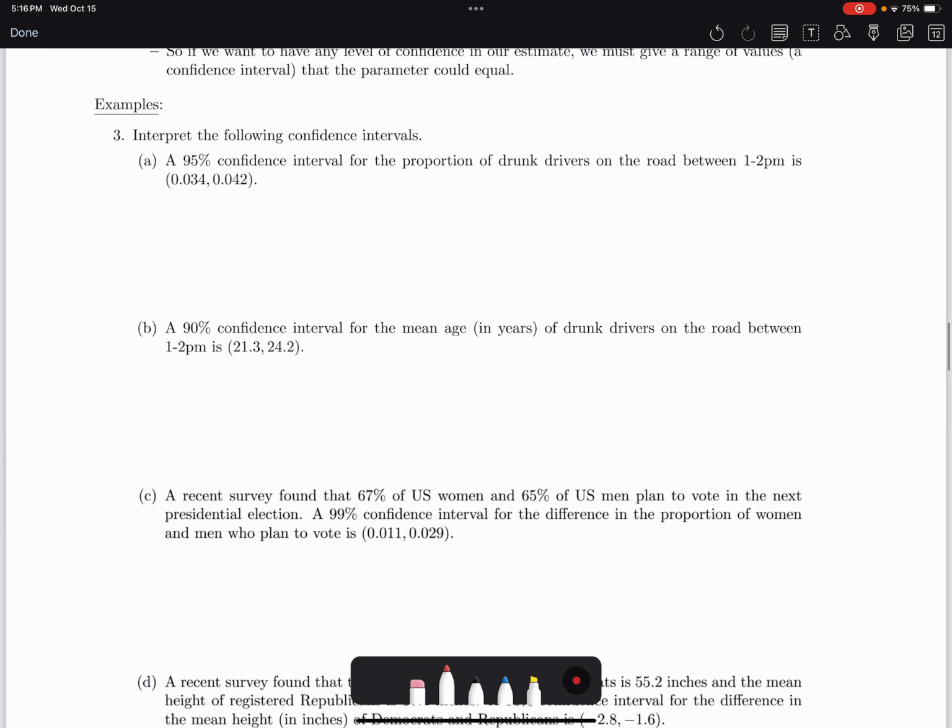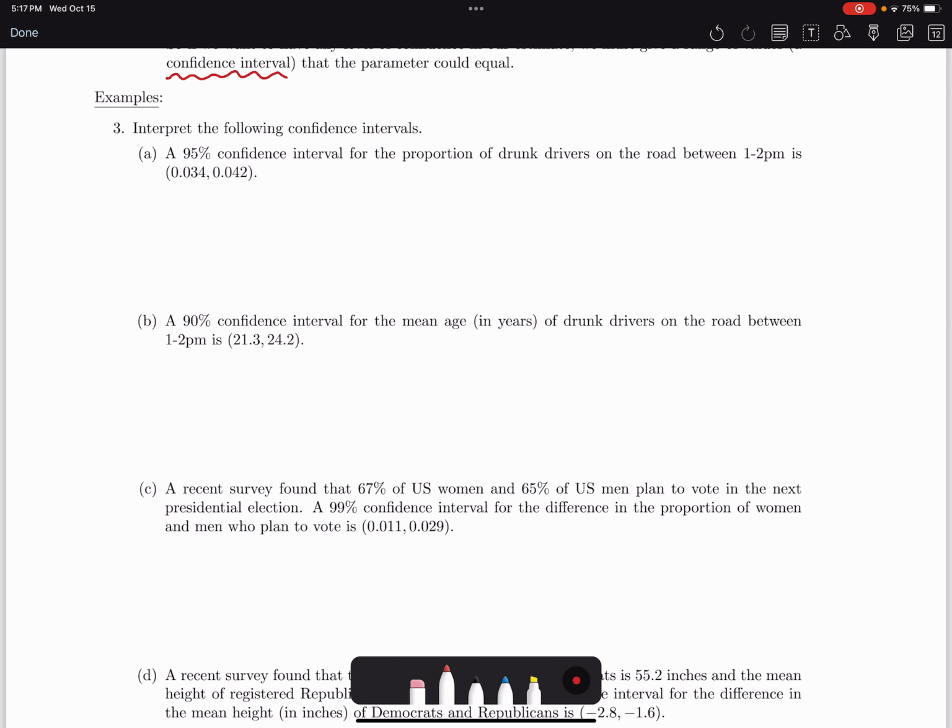Let's practice interpreting some. So number 3 here says, interpret the following confidence intervals. Part A, a 95% confidence interval for the proportion of drunk drivers on the road between 1 and 2 p.m. is 0.034 to 0.042. I'll let you pause the video and write down an interpretation of that.